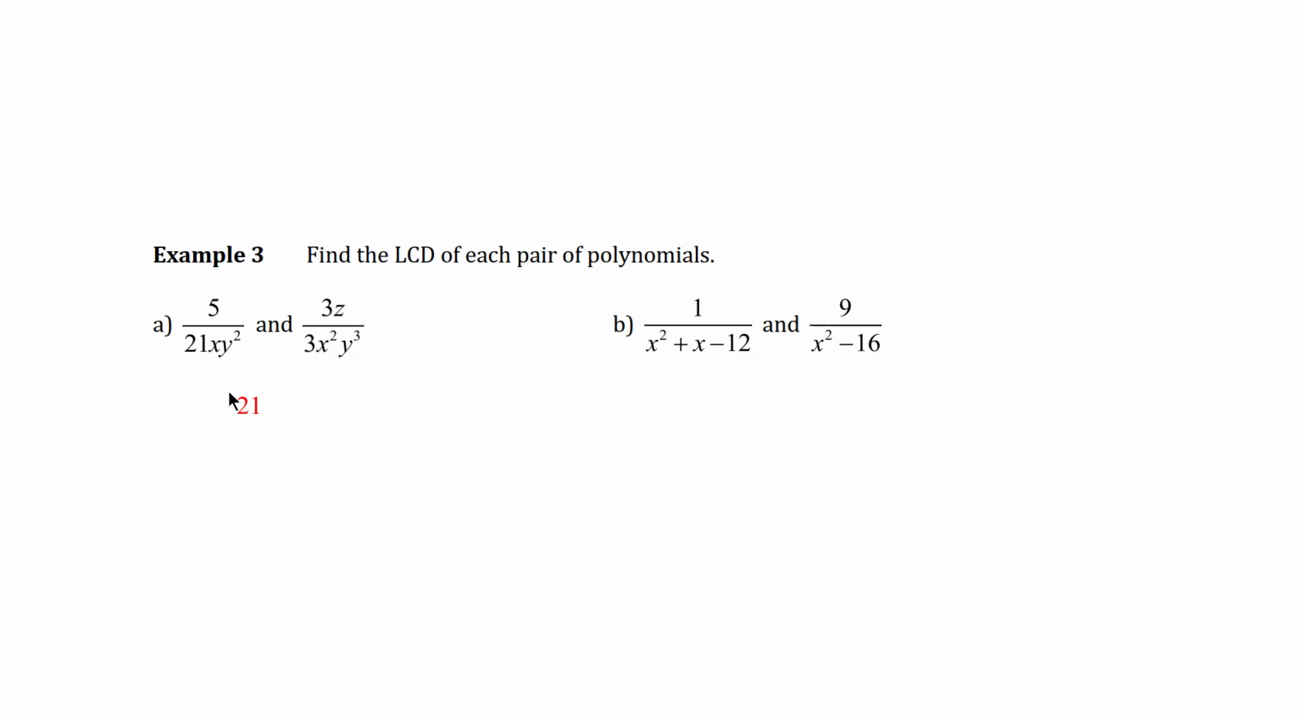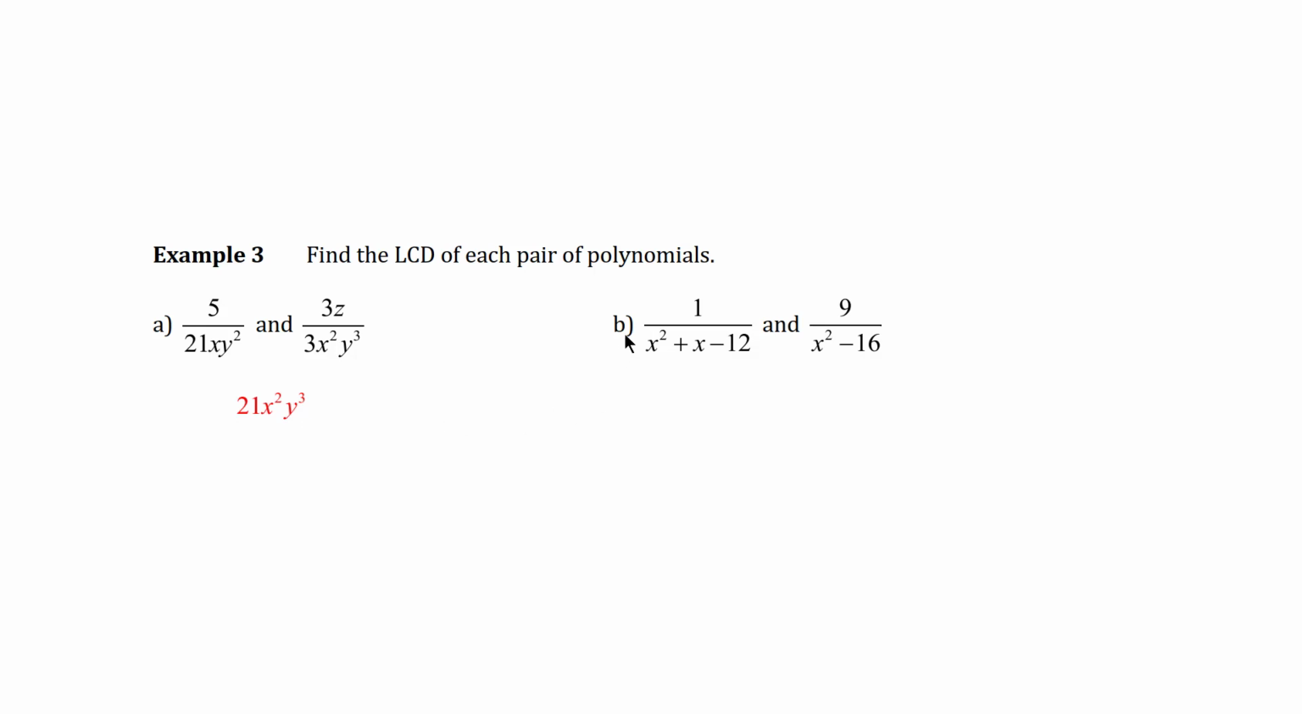Next, we move on to the variable terms. Starting with x, we have x and we have x squared. We take the x variable with the higher exponent, so x squared is part of our LCD. Next, we move on to the y variable. We have y squared and y cubed. Y cubed is the larger exponent, so we use y cubed as part of our LCD. For the final answer, we just take the product of all of the terms we found for our LCD. We have 21x squared y cubed is the LCD.